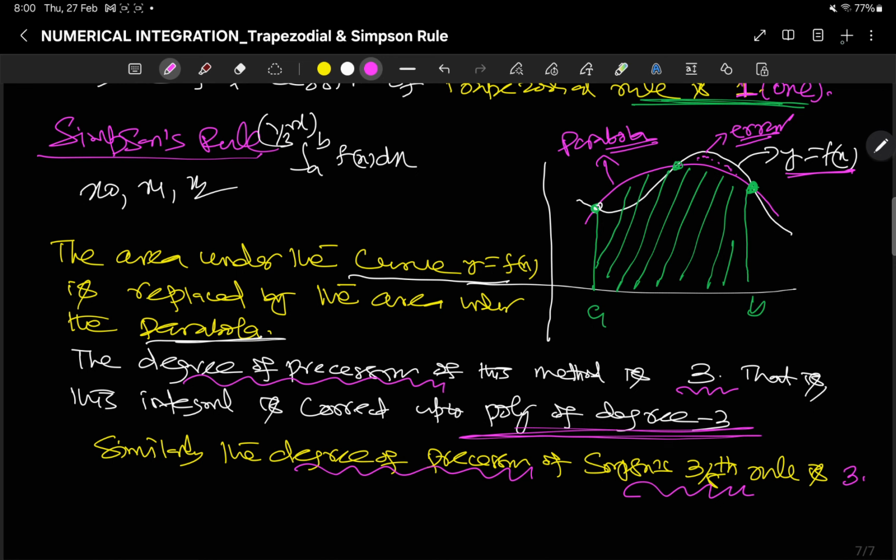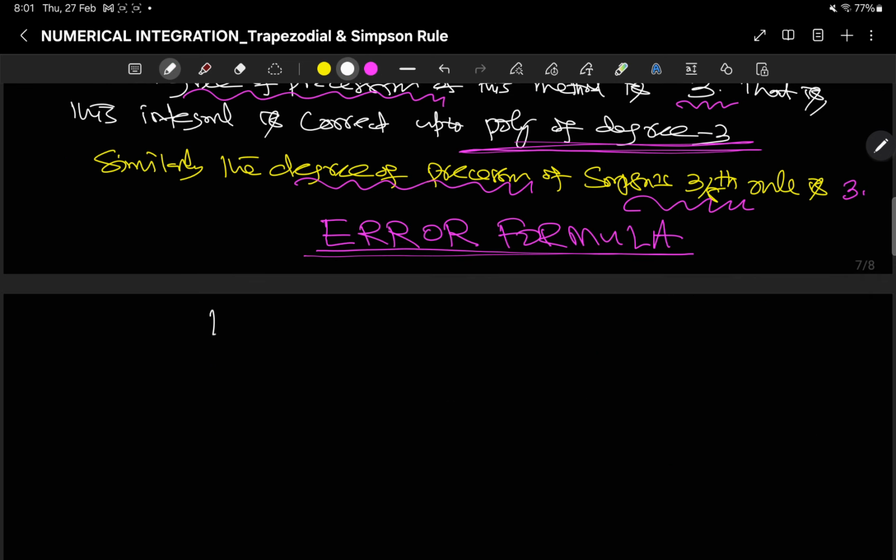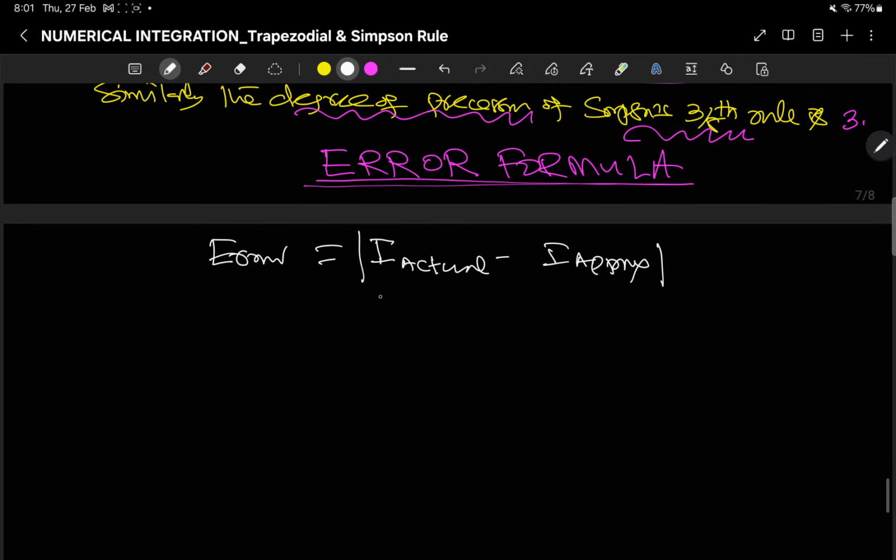Now coming to the error formula, your error is equal to I actual integration minus I approximate. Modulus we can take to avoid the negative sign. But this I actual is not easy to find always. In fact, not possible.